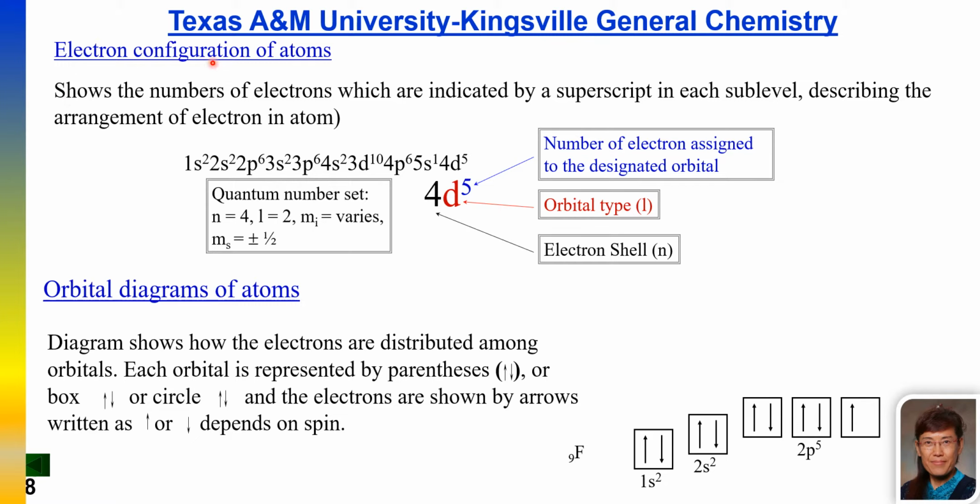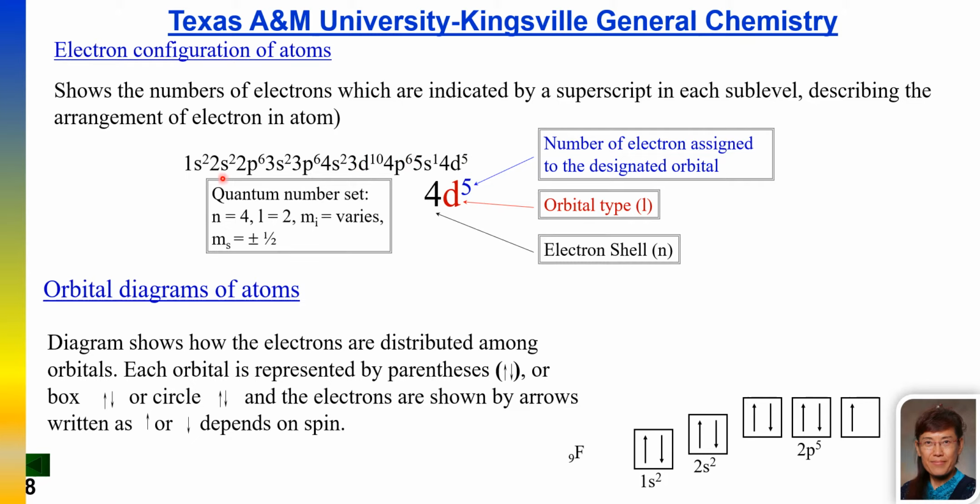Point 1. The electron configuration shows the number of electrons, which are indicated by a superscript in each subshell, such as this number 5, the blue colored number 5. The electron configuration describes the arrangement of the electrons in your atom. For example, one of the elements has electron configuration 1s2, 2s2, 2p6, 3s2, 3p6, 4s2, 3d10, 4p6, 5s1, 4d5.